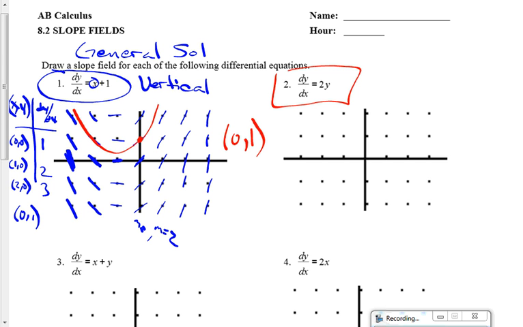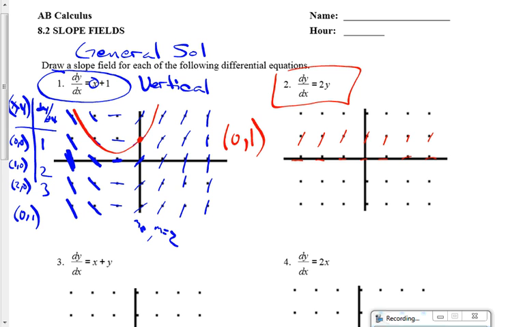Let's do one more. dy dx is 2y. The derivatives depend on the y value. So when y is 0, what are the derivatives going to be? 0. So y is 0. You're going to have a bunch of horizontal segments here. Good? What about when y is 1? 2. Slope is 2, slope is 2, slope is 2, slope is 2, slope is 2.